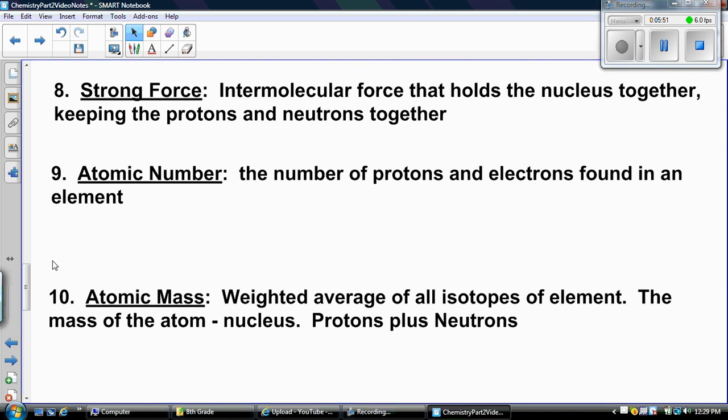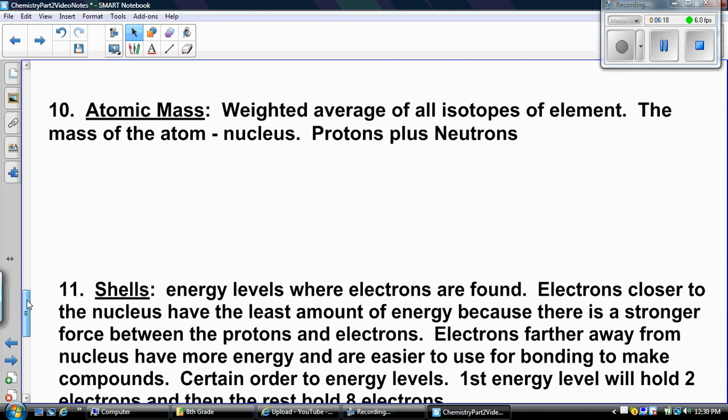The atomic mass is a weighted average of all the isotopes of an element. So remember, elements can have different numbers of neutrons, not protons, but neutrons. And if the number of neutrons changes, then that's called an isotope. So atomic mass is just a weighted average of all the isotopes of an element, the mass of an atom, which is its nucleus, protons plus neutrons. Now when you get to a mass number, that is one particular atom. That mass number will tell you the number of protons and neutrons. It will be a whole number because it doesn't include the isotopes.